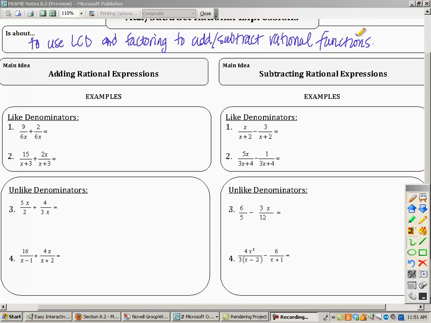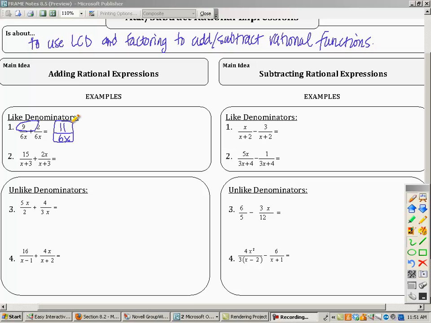Okay, so let's start by adding them. And I'm going to actually do the add and subtract first with like denominators. That means the denominators are the same. And when we add fractions with the same denominator, we only add the numerator. And so if I add the 9 and the 2, I get 11 over, you only leave the same denominator, 6x. If it were possible to divide the 11 and 6 and reduce it, we should, but since we can't, this is our answer. Okay?